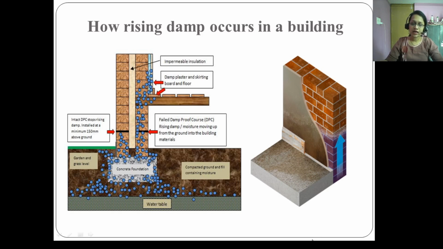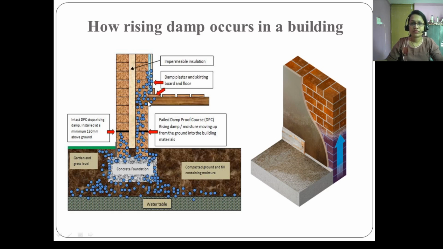The rising damp varies in severity depending on several factors, including the level of the groundwater and the pore structure of the masonry materials, that is the bricks, stone, and mortars. As you can see here, this is the concrete foundation, and this is the moisture which has been rising into the wall. This is the failed damp proof course, which shows rising damp, that is moisture moving upwards from the groundwater into the building.